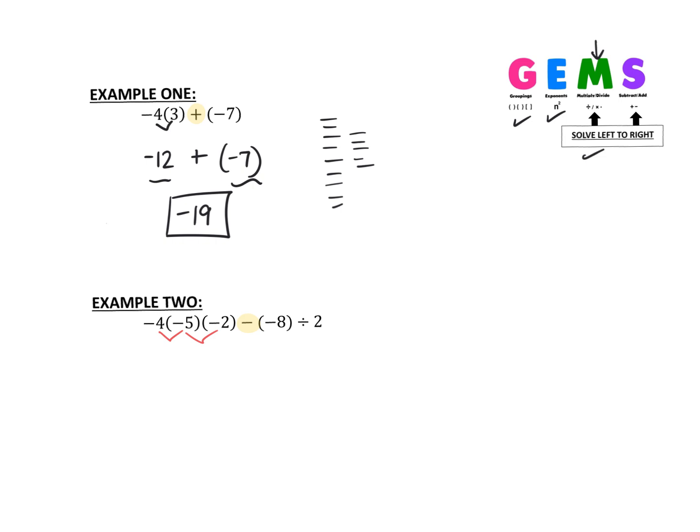So 2 numbers at a time. So if I do a negative times a negative, I get a +20.